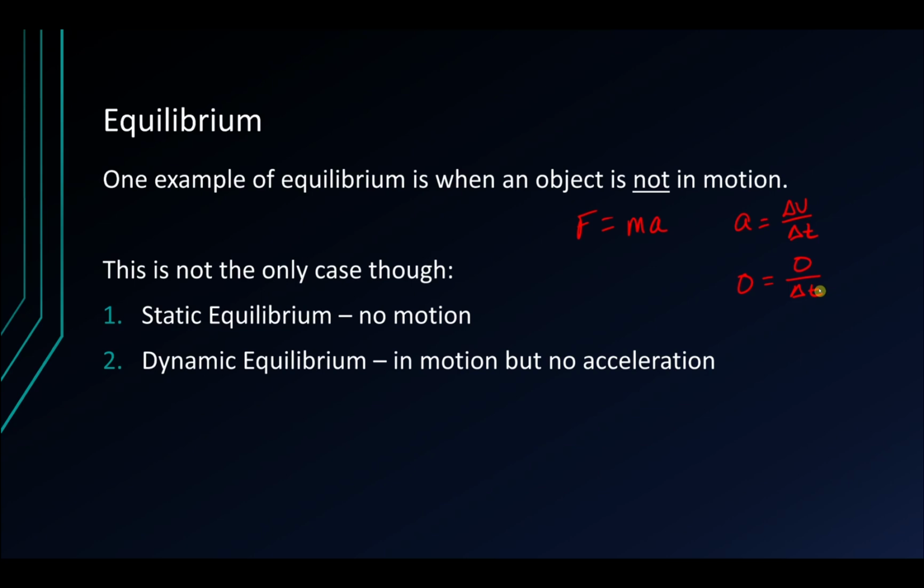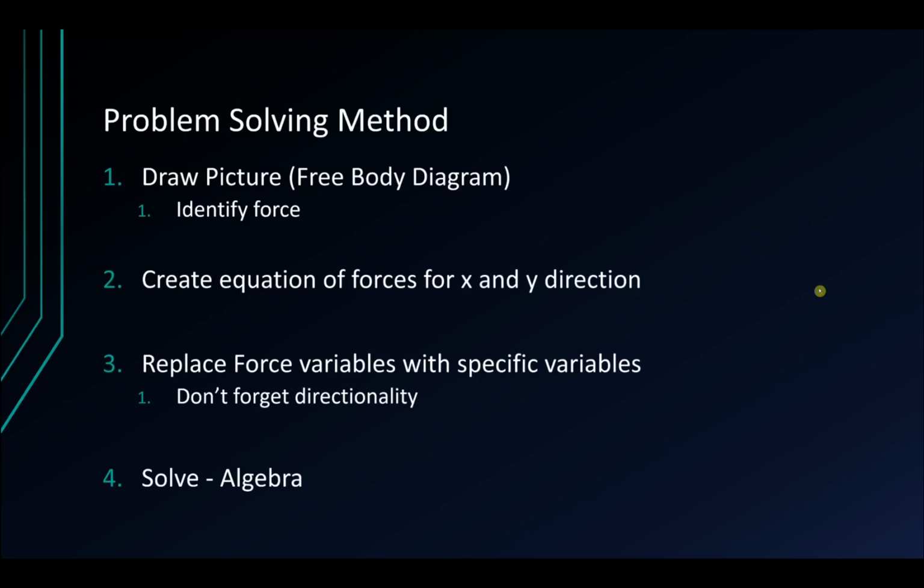So there are two different cases for equilibrium. There is static equilibrium, when there is no motion and my object has no velocity, but there's also dynamic equilibrium, when I have some velocity, but I do not have an acceleration. There's no change in my velocity. So what is the problem solving method for forces? The first thing you want to do is draw the problem and make a free body diagram, or force diagram, and we'll talk about that later. Identify all the forces. Then we'll need to create an equation of forces for the x and the y directions, replace force variables with specific variables, check your directionality, and then solve the algebra.